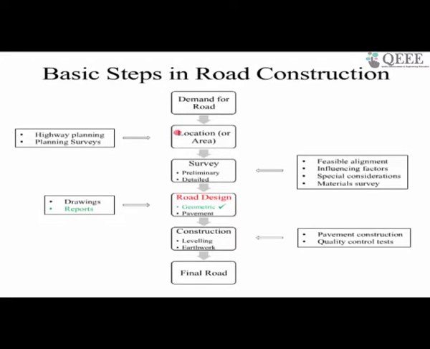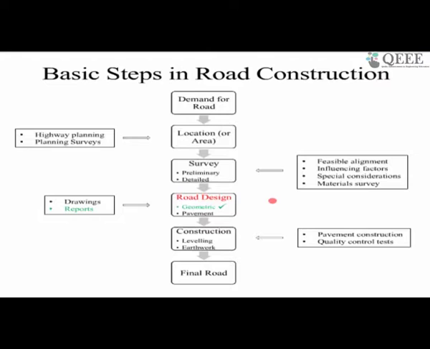Once we come up with the basic alignment, we go into the design, and this is where two types of designs are there. One is the geometric design, and another is the pavement design. Here the geometric design is what we are going to discuss, and we'll look into that again. When you are doing the design, the design involves a lot of drawings and a report on how the design has been done and what the assumptions in this design are, and so forth.